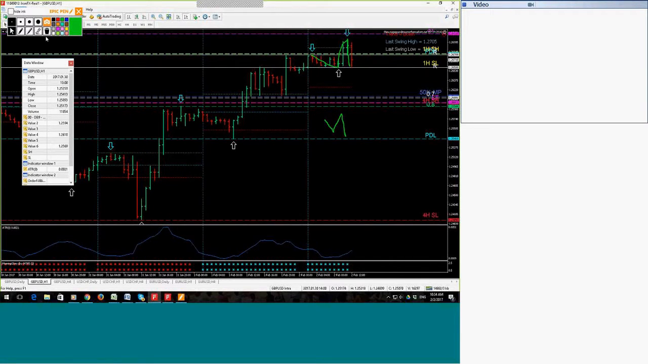After it, we'll see how it goes into the day and how it shapes out for today. Okay, it's a cable. That's pretty much it. I'll stop the recording for now, but I'll continue to analyze the price into the day.